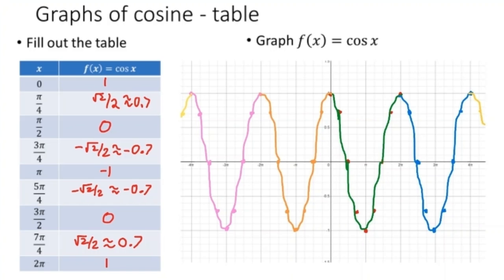The reason why these graphs are so similar is due to the cofunction identities. Recall that cosine of x equals sine of pi over 2 minus x, which is equal to sine of negative x plus pi over 2. So the graph of cosine of x is the same as the graph of sine of x, just shifted to the left pi over 2 units, and then reflected over the y-axis.